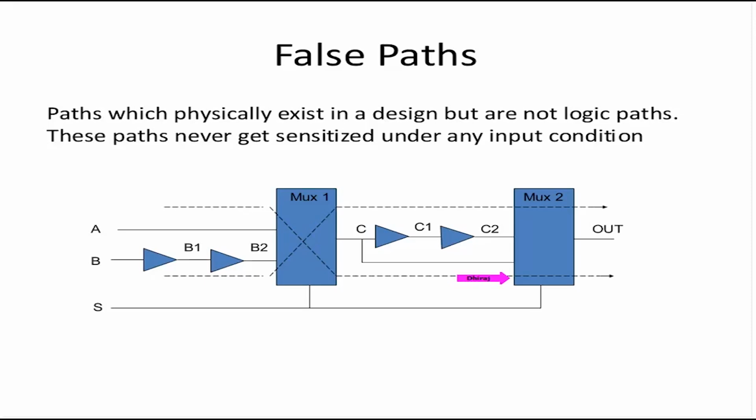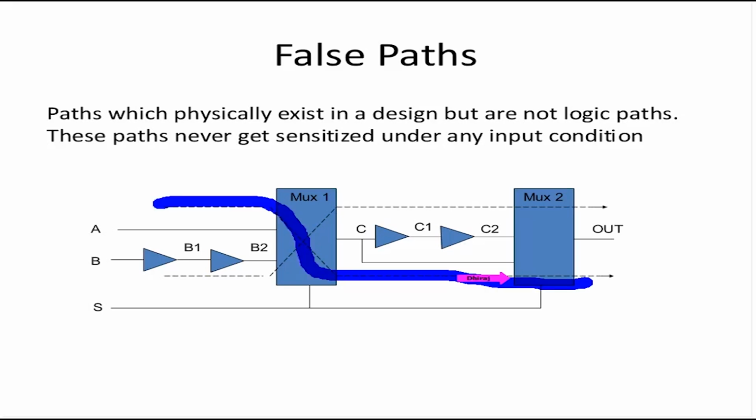It will assume there is no value on S. S can be anything. Therefore, all paths are possible. It does not consider the case where S is controlling both the muxes. So, as a user, it becomes our job to tell the tool what to do. We can tell the tool, hello, this path is not true. This path is not true.